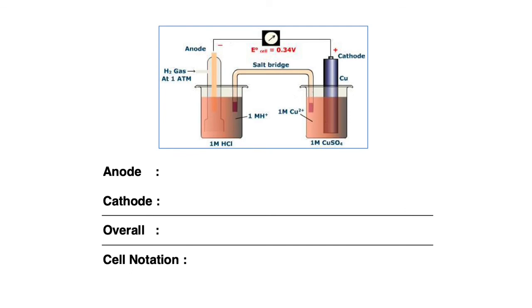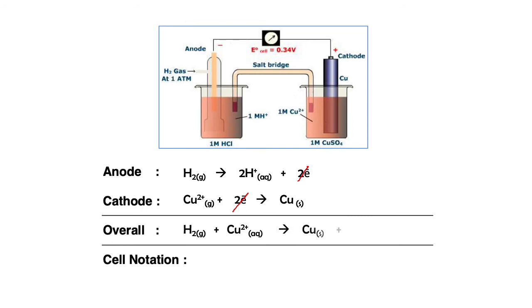Now, how to write cell notations that involve gas? Let's take a look at this example. We have anode. In anode, we have hydrogen gas. So this will happen in anode. And in cathode, they will produce copper solid. So as usual, we can cancel this and bring down whatever is left, which is this one.